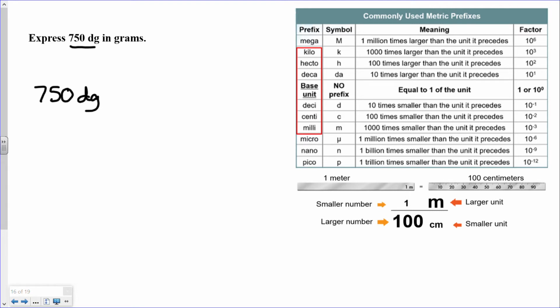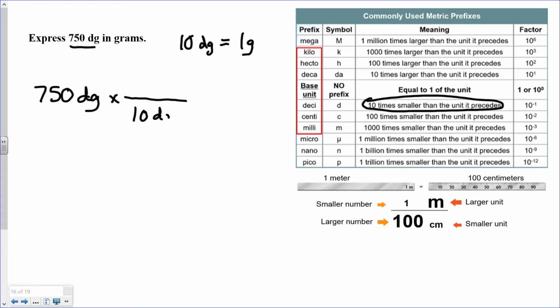And a conversion factor that I know is deci is 10 times smaller than the unit that it precedes. So a decigram is 10 times smaller than a gram, meaning that it would take 10 decigrams to equal 1 gram. So now I have a conversion factor like we've used in our previous problems. So if I want to multiply this by a fraction that is going to get rid of decigrams, I can put 10 decigrams on the bottom and then 1 gram on top.